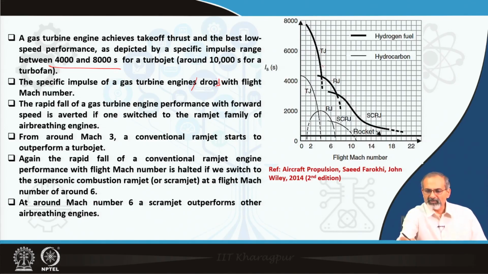turbojet engine's performance droops down, you need to switch to a ramjet configuration to recover the performance at still higher Mach numbers. From around Mach 3, a conventional ramjet starts to outperform a turbojet. Also, the ramjet becomes self-starting because automatically the air gets compressed at the intake before it is combusted, and therefore, you do not really need a conventional compressor to compress the air. Rather, the conventional compressor becomes redundant, kind of non-functional at Mach 3 onwards.